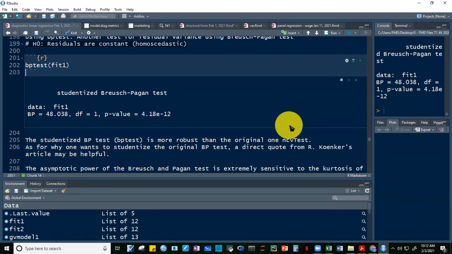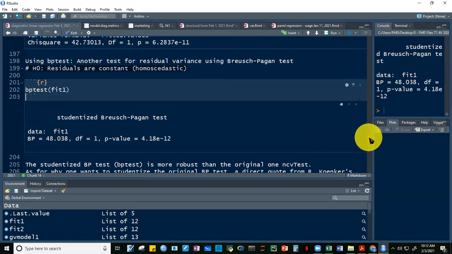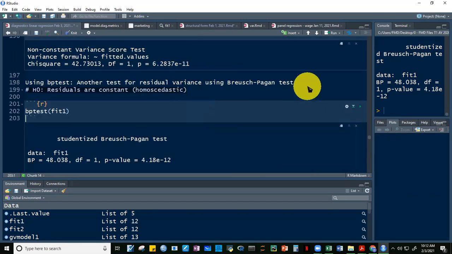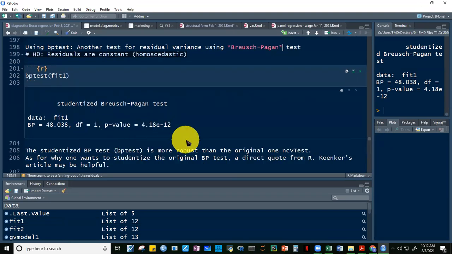Minsan kasi, guys, nagkaka-conflict si NCV at saka si BP test. If that happens, guys, ang sundin natin si Breusch-Pagan test. Okay, any questions so far, guys? Conclusion din natin dito, heteroscedastic, no? We reject the null hypothesis dito by virtue of the p-value that's less than 0.05.